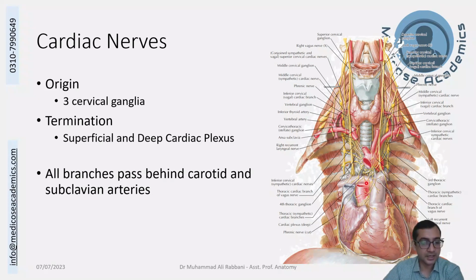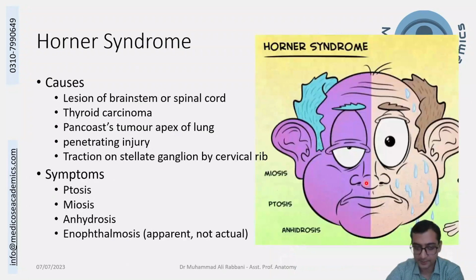So this is the cardiac plexus, and these are all branches coming from the three cervical ganglia, superior, middle, inferior, and the branches to the thoracic plexus are coming from the thoracic segments. We will discuss that in the thorax. Horner syndrome. What if the sympathetic chain stops giving the outflowing signals? It may be interruption at the brainstem level.